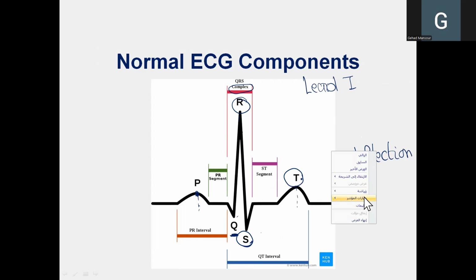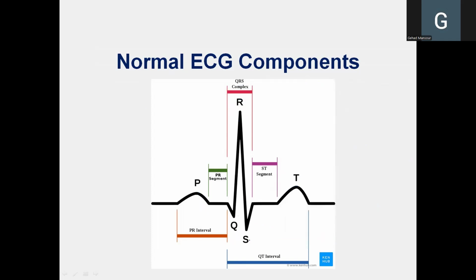So we saw the waves. We have five waves: P wave, Q wave, R wave, S wave, and T wave. But three of those waves, Q, R, and S, form the QRS complex. But this is not all we see on the normal ECG tracing. We can also see the PR segment. As you can see, the PR segment starts at the end of the P wave and ends at the beginning of the Q wave. So this is the first segment.